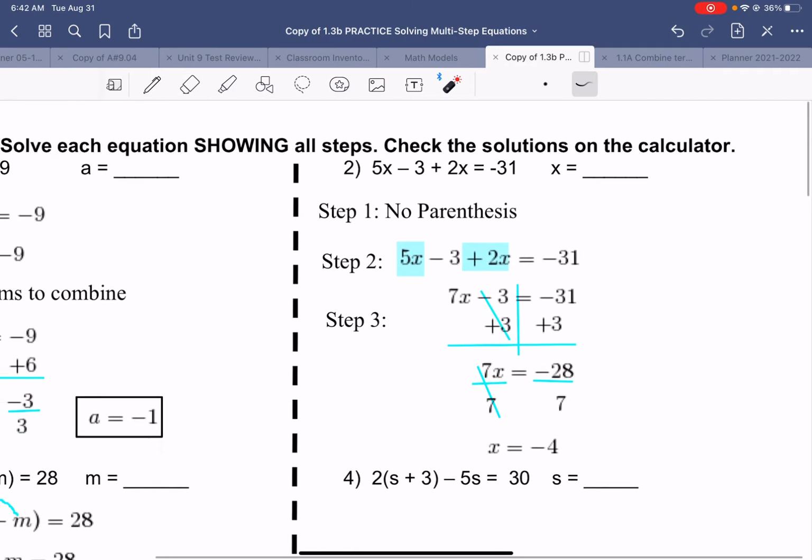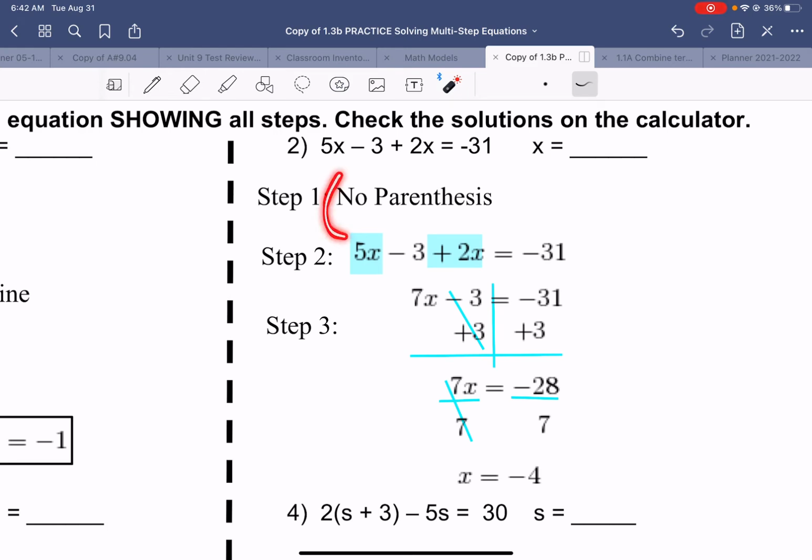Number 2 is different because in step 1, there are no parentheses, so we do not have to distribute. We're just looking at combining because we have two terms with the variable x in them. So those are on the same team. They're wearing the same jersey, so we have to combine them.